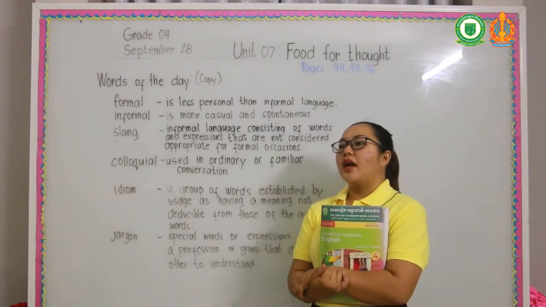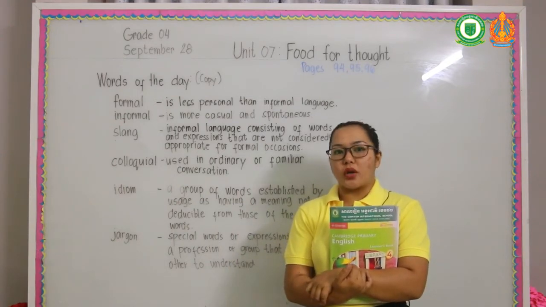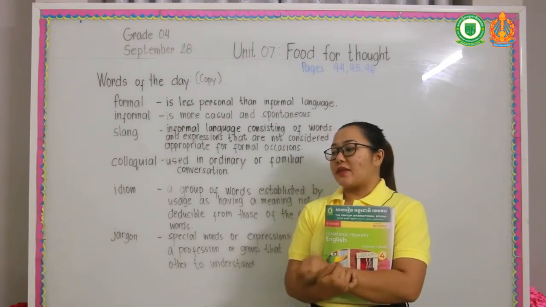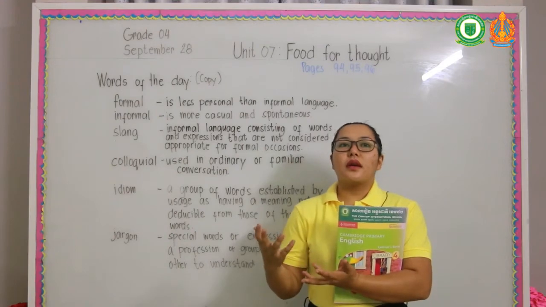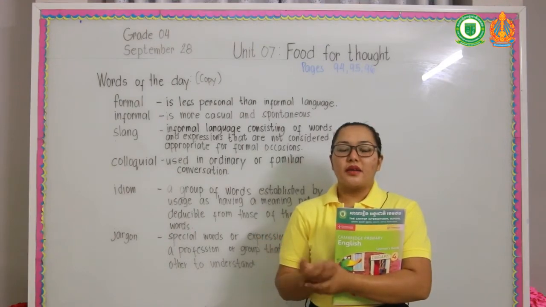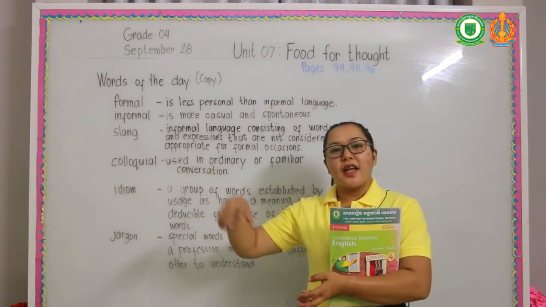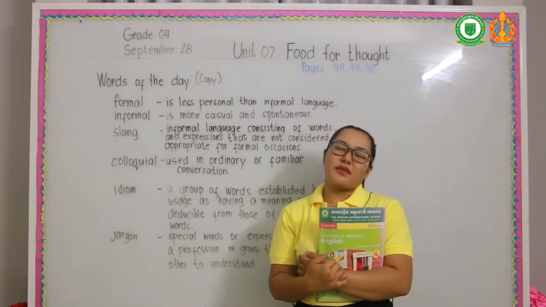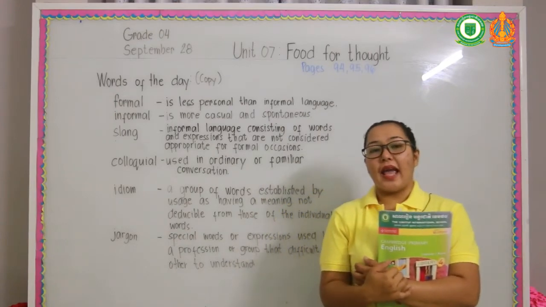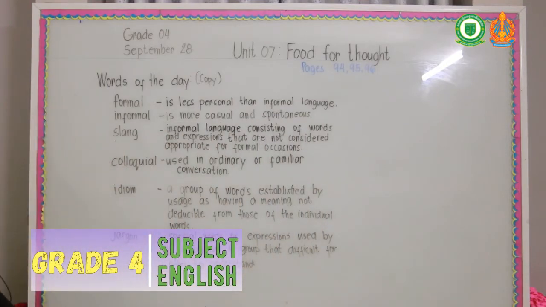For example, it's raining cats and dogs. It's raining cats and dogs. So it will never rain with cats and dogs, right? Never, just water. That is an example of an idiom, and the meaning of that idiom simply means it's raining heavily.